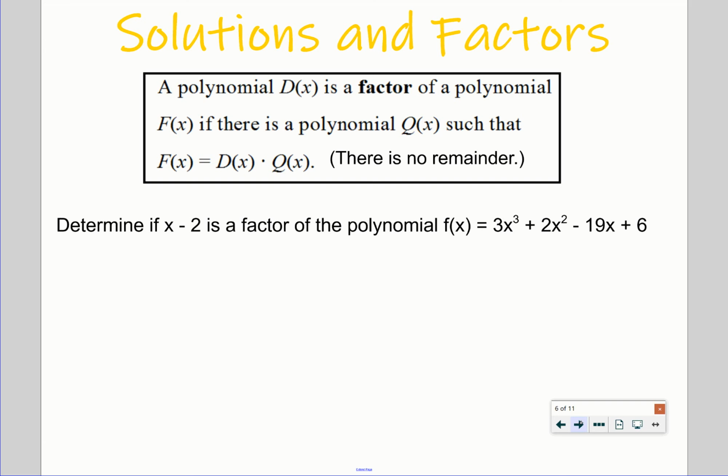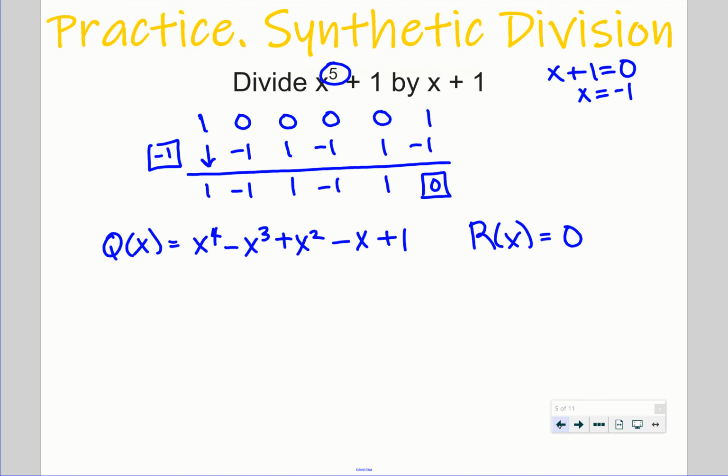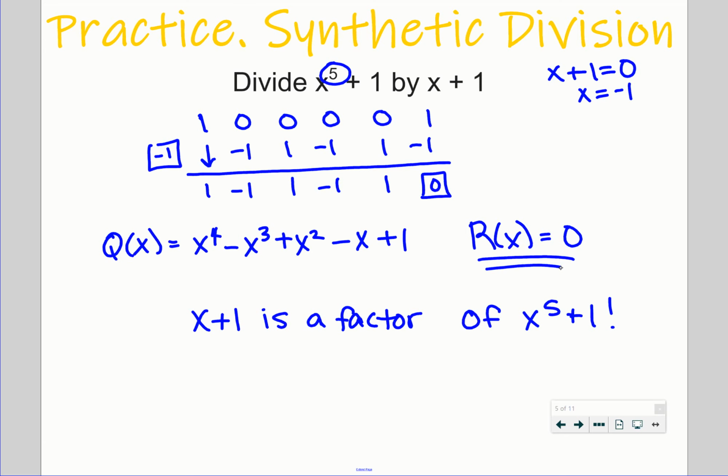Okay, our next theorem to go along with our division is about solutions and factors. A polynomial is a factor of a polynomial if and only if the quotient times the divisor equals the original polynomial, aka there is no remainder. So if we look back at this problem that you guys did a second ago, we can say that x plus 1 is a factor of x to the 5th plus 1, is what that remainder of 0 tells me. And that means that I've actually, by doing this synthetic division, factored the original polynomial.